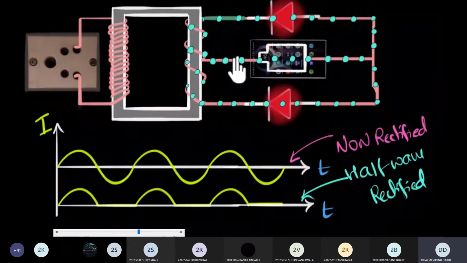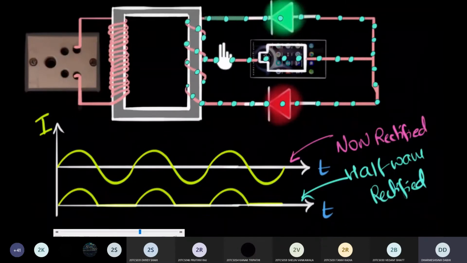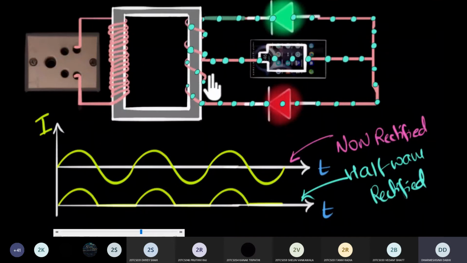But in the circuit above, when the charges try to flow anti-clockwise, notice this diode allows. So that will become green. And so the charges flow anti-clockwise in the above circuit. So when the charges are flowing clockwise, this circuit will be on. And when the charges are flowing anti-clockwise, this circuit will be on.